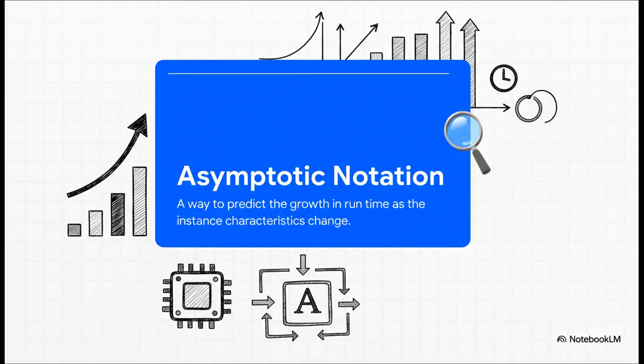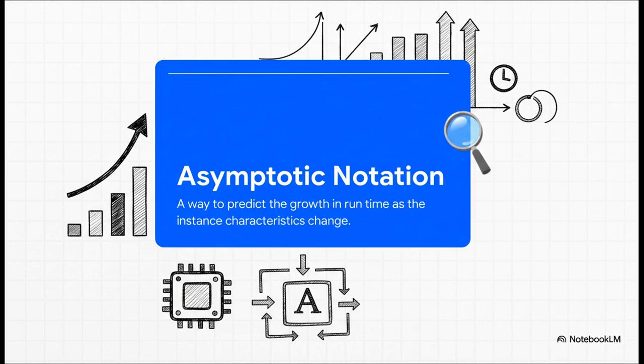Now, to talk about this stuff in a standardized way, there's a special kind of language, a shorthand, called asymptotic notation. You've probably heard of the most common one, big O notation. Now, don't get hung up on the name. The core idea is actually super simple. It's just a way of describing how an algorithm's performance gets worse as the problem gets bigger.